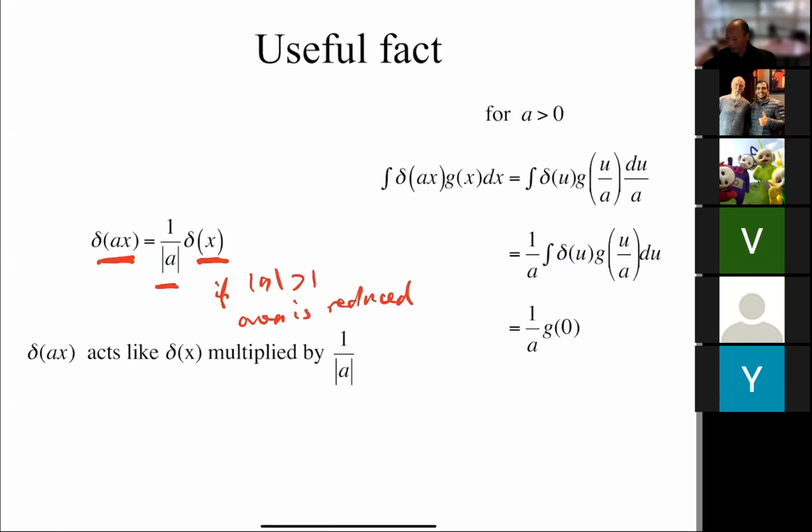That means for the sifting property, for example where a is greater than 0, if we do the sifting property with delta(ax) and g(x), this is a delta function that has its action at 0. So it's going to pick out the value g(0) and then multiply it by 1 over a.